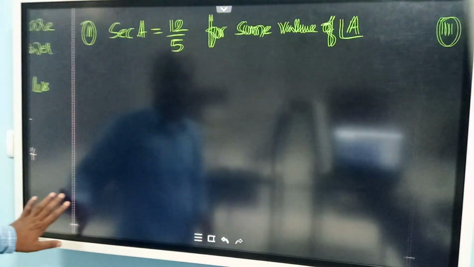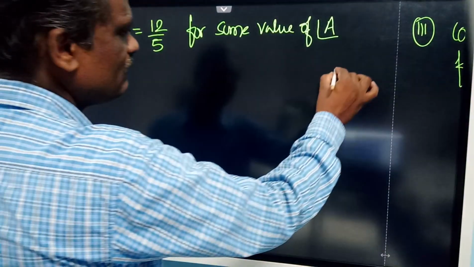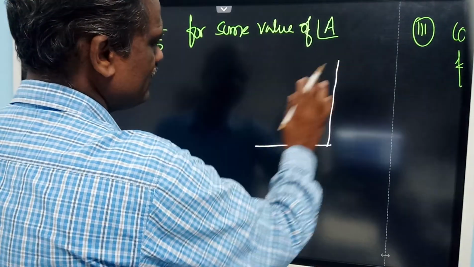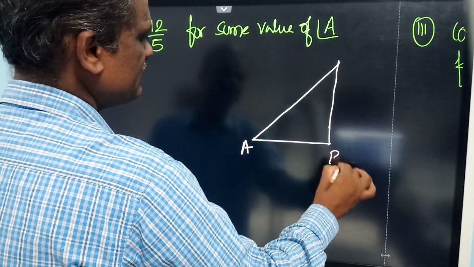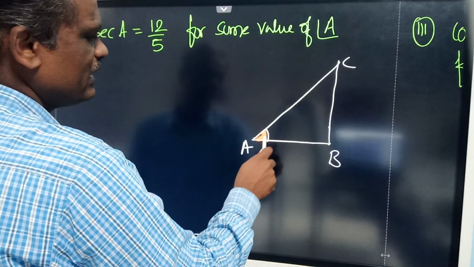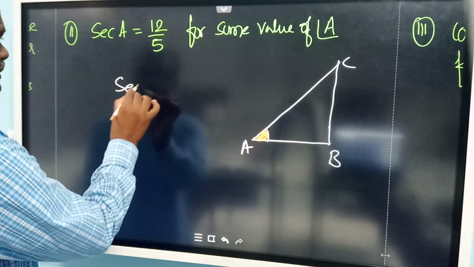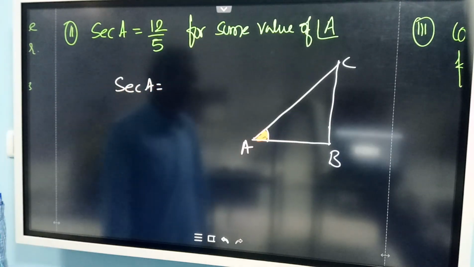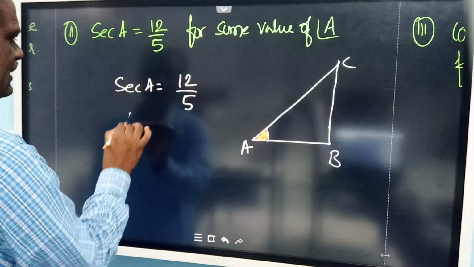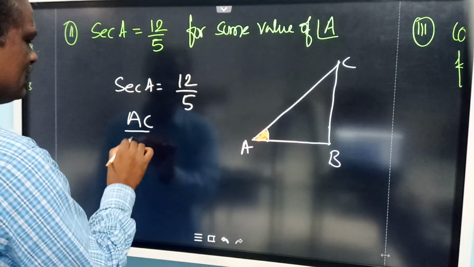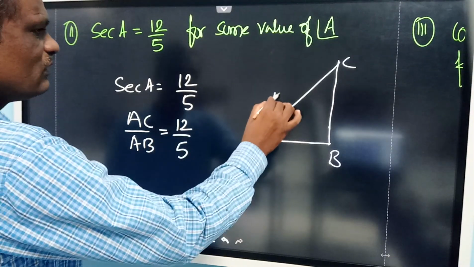Now come to the second one. Secant A is 12 by 5 for some value of A. Same thing, let us take a right angle triangle ABC in which A is an acute angle. What is the ratio of secant A? Secant is hypotenuse divided by adjacent side. So it is 12 by 5. The hypotenuse here is AC, AC by the adjacent side AB. It is 12 by 5.